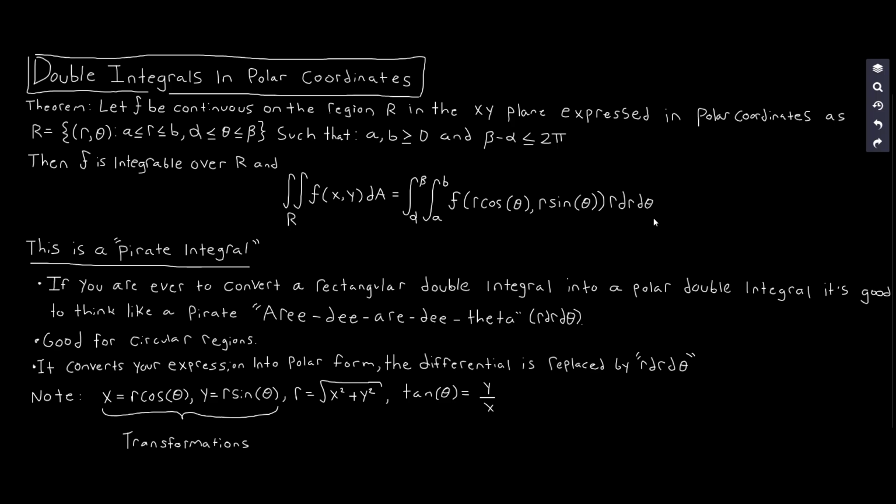You could think of this as like the pirate integral, because if you're ever to convert a rectangular double integral into a polar double integral, it's good to think like a pirate. R d theta, and that's the differential. So dA, the differential, which could be dy dx or dx dy, whatever you'd like, turns into r dr d theta, and that's why it's called the pirate integral. So it's good for circular regions, and it converts your expressions into polar form, and the transformations that we use here are x equals r cosine of theta and y equals r sine of theta.